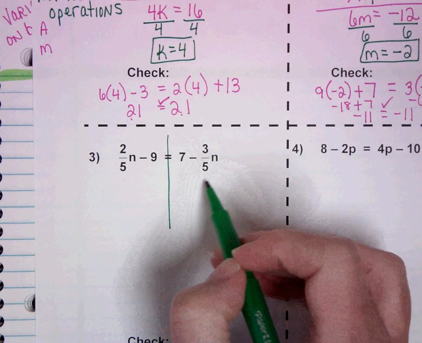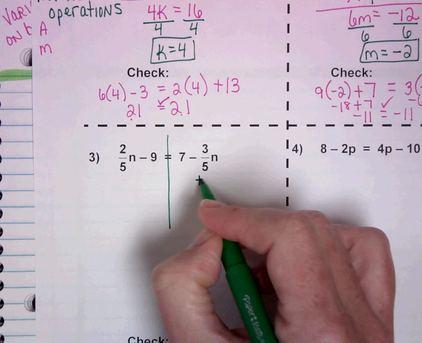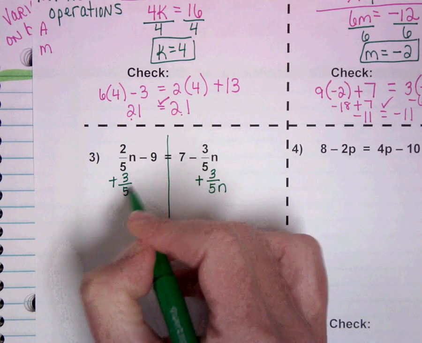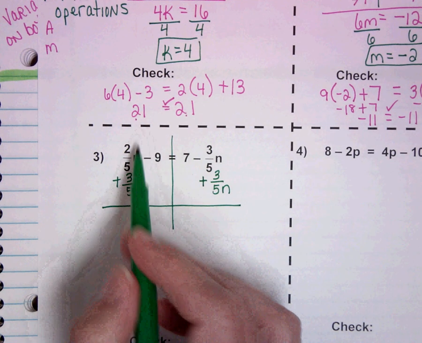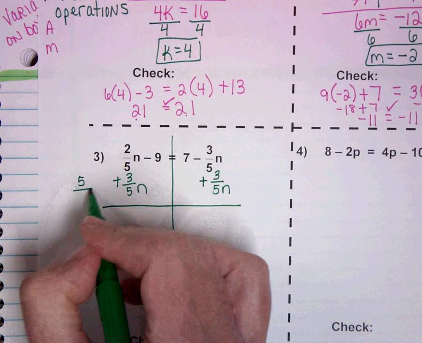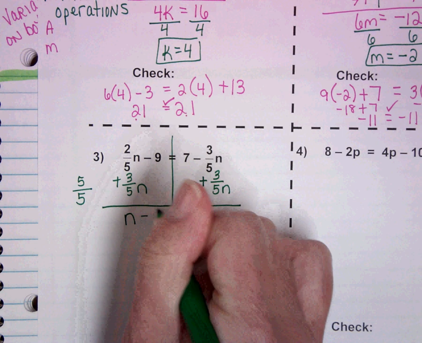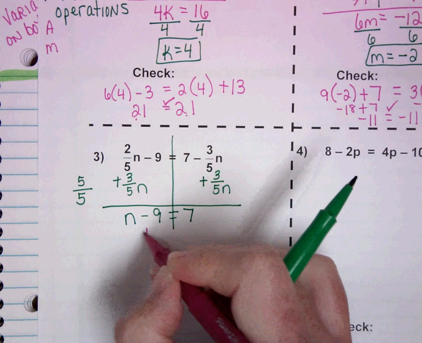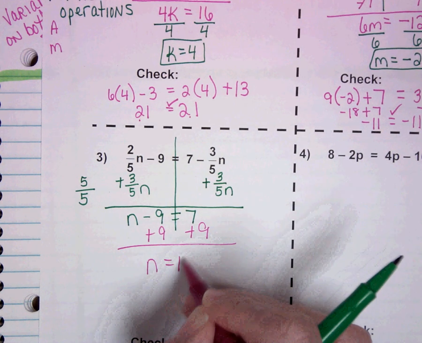I'm going to choose to move the 3/5 in, partly because it says minus 3/5, and that means that I can then add it. And I would always rather add than subtract. And so what you're going to see here is that makes it actually really easy. 2/5 plus 3/5 is 5/5, which is simply just 1, right? So already, just by adding those fractions together, I no longer have a fraction. So now this is really easy. And then I add 9 to both sides, and we get n equals 16.